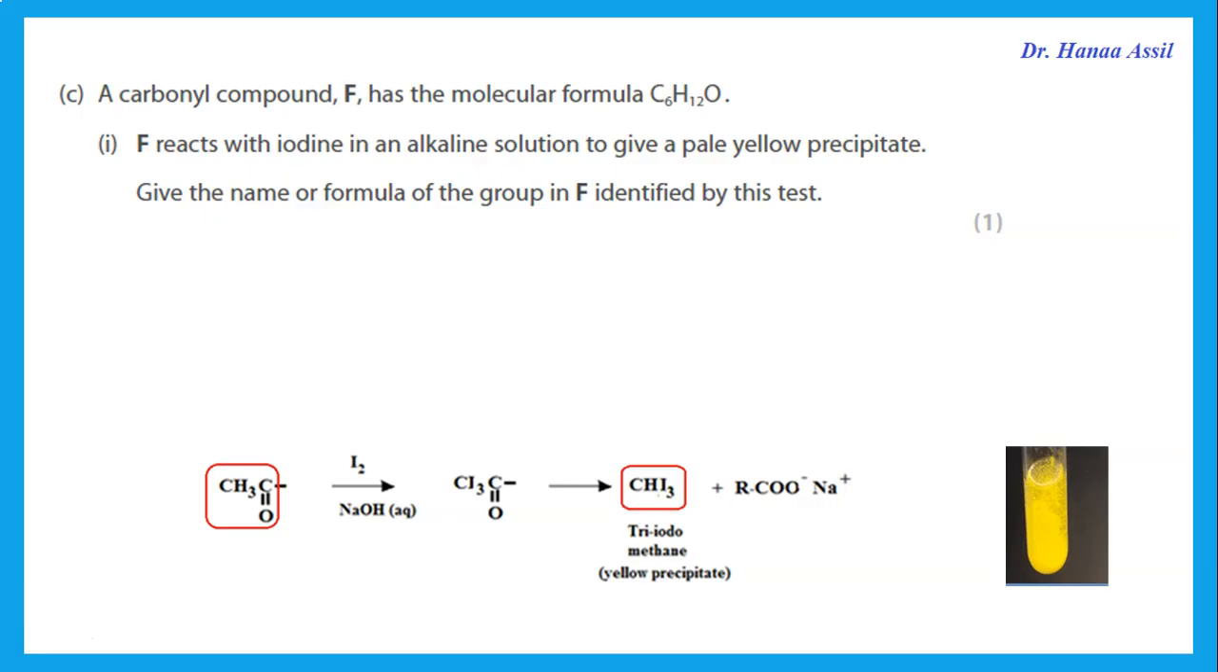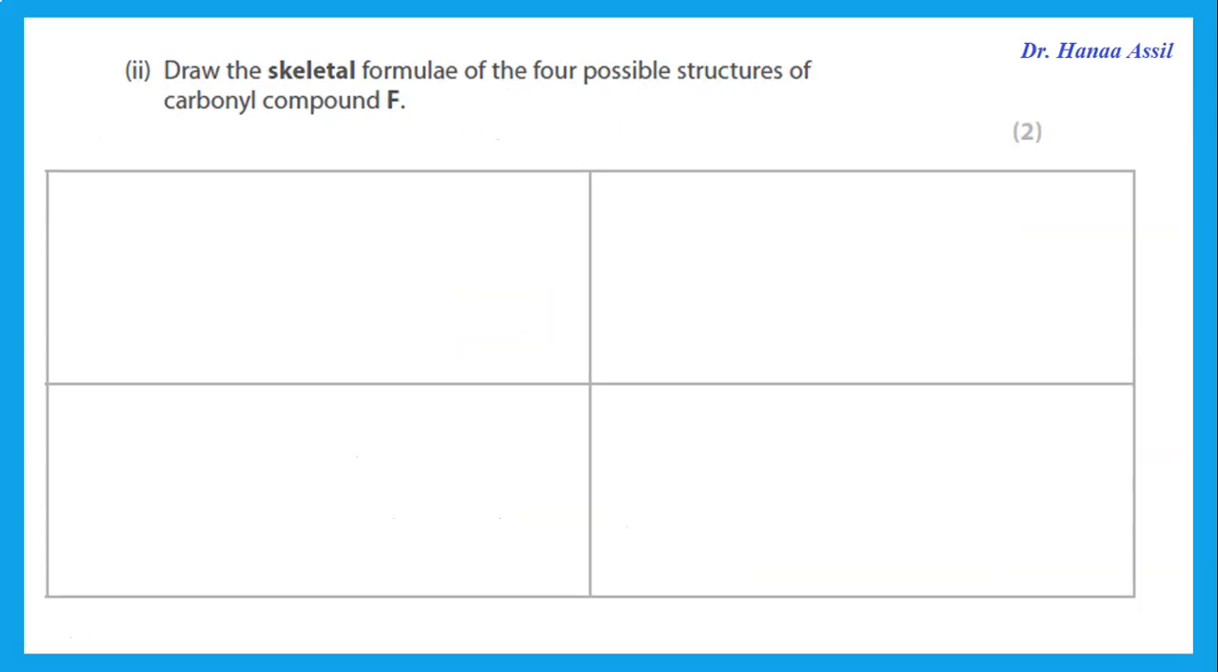And this is a positive test. We get the pale yellow precipitate when we start with something that has this group, which is the methyl ketone, CH3C double bond O. Or you could just write it CH3CO group. Draw the skeletal formula of 4 possible structures of F. So we know that this is the formula, C6H12O, and we know it should have a CH3C double bond O.